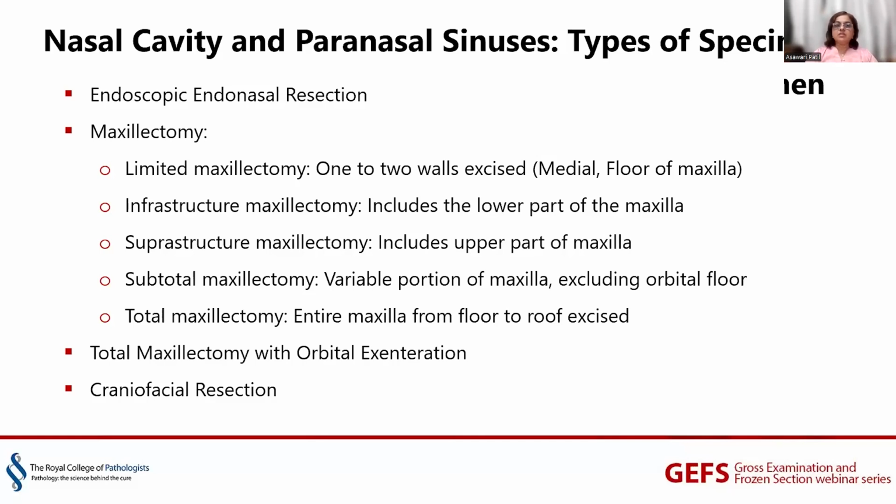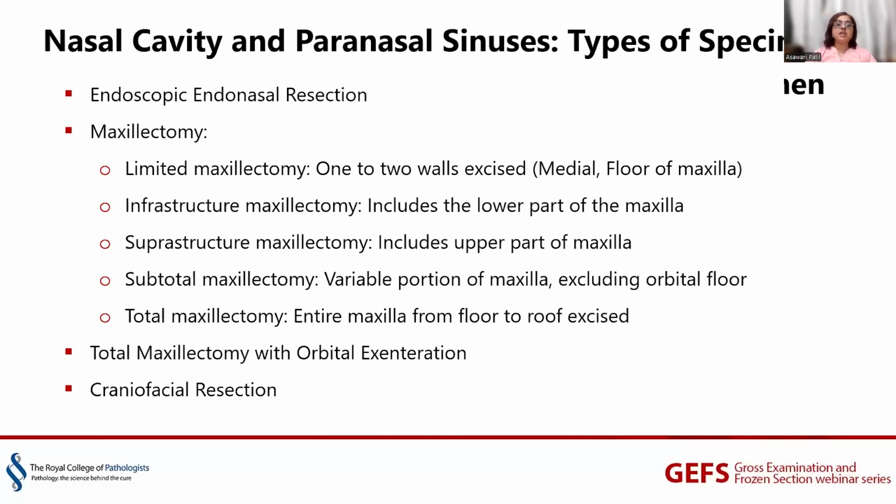The rest of the maxillectomy specimens can be a limited maxillectomy when one or two walls are excised. And here again, the orientation of the specimen can be difficult. If the surgeon has not oriented it for you, please talk to him before we cut the specimen. Infrastructure maxillectomy usually includes the lower part of maxilla. Many times we can orient it because it includes part of the upper alveolus and palate. So orientation is possible if it includes alveolus and palate. Suprastructure maxillectomy again includes the upper part of maxilla. We may not be able to orient it, so if required, we can talk to the surgeon.